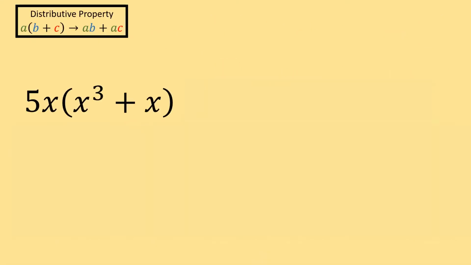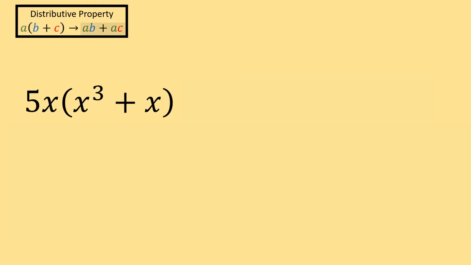So let's begin with a really easy example, using the distributive property. That is, how do I multiply out 5x times x to the third power plus x. Here, 5x is a polynomial, and x to the third plus x is a polynomial, and we have them multiplied together. If you recall, the distributive property is, if I have a times, in parentheses, b plus c, I can distribute a into b plus c by multiplying a by b and multiplying a by c.